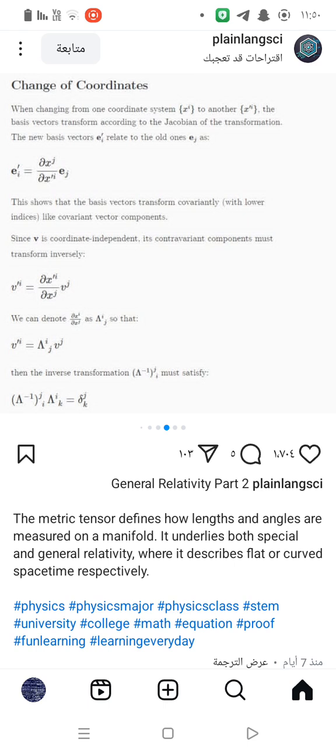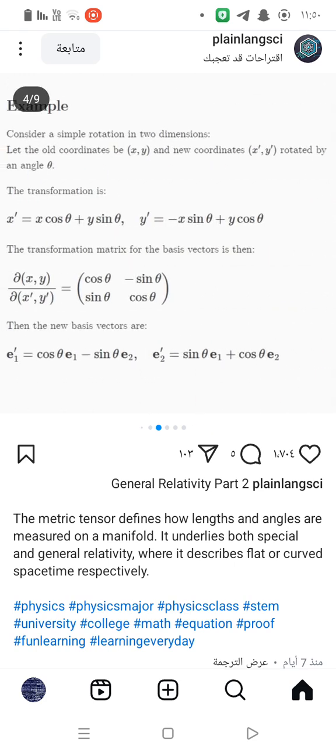Then the inverse transformation, a^-1, must satisfy a^-1 to the j sub i, a^i sub k equals delta^j sub k.